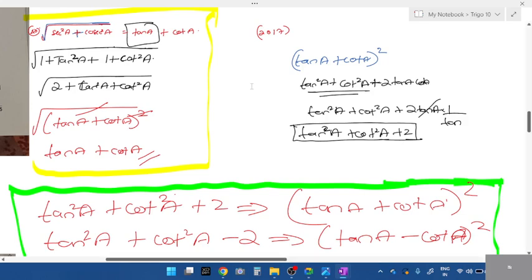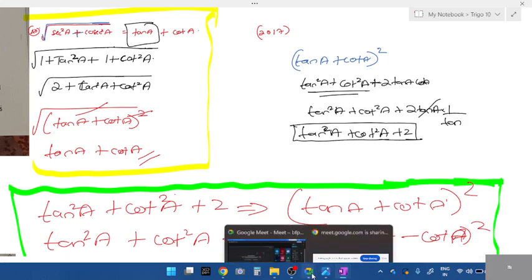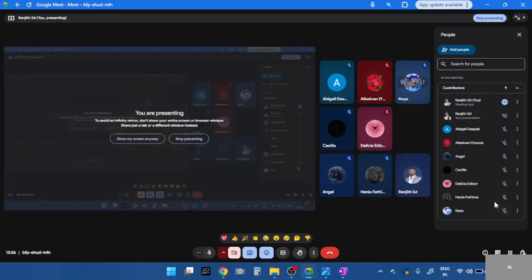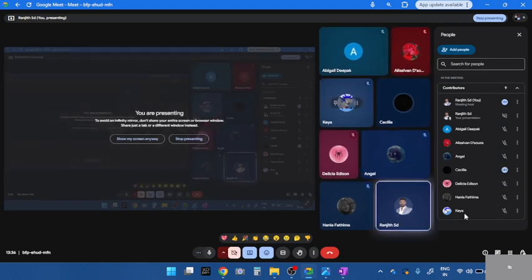There's one more method. We'll continue on Monday. Mostly Monday will be the last trigonometry class. After that, we'll start heights and distance. Completed? All of you done? Okay, Cecilia, Bhargavi, completed. Delicia.